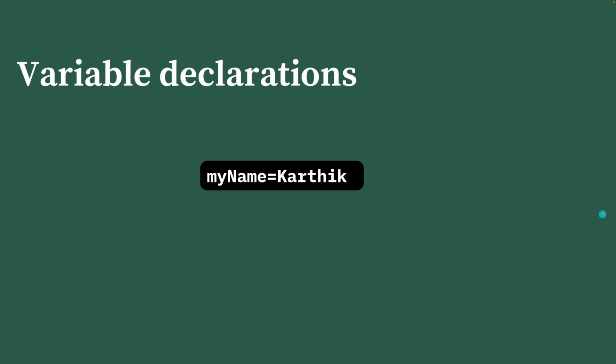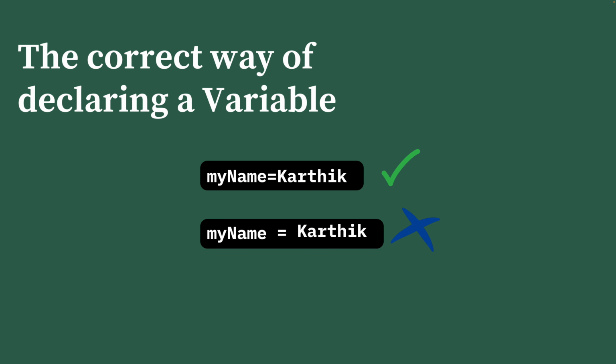All we have to do is write a variable name and then assign a value with an equal symbol. But the most important point when working with variable declaration is that you can't put a space between the variable name, the equal sign, and the variable value, because that is completely wrong. If you give a space, Bash will interpret this as a command rather than a variable. So it doesn't think that it is a variable declaration and a value being assigned.